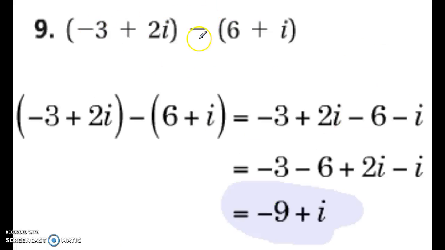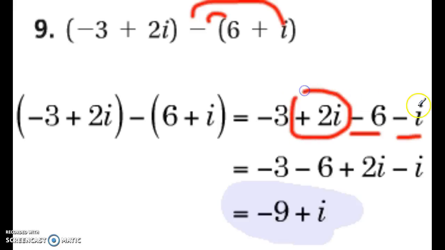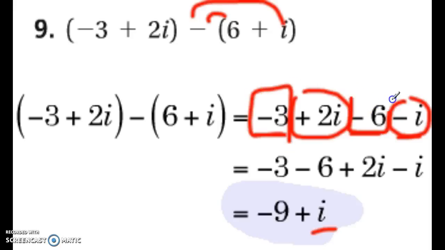On number 9, this says subtract. So I am going to go negative 6, that's where I got negative 6, minus i, that's where I got negative i. So now I'm going to combine like terms. I have 2i minus i, so that's how I got i. And then I have negative 3 minus 6. That's how I got negative 9.